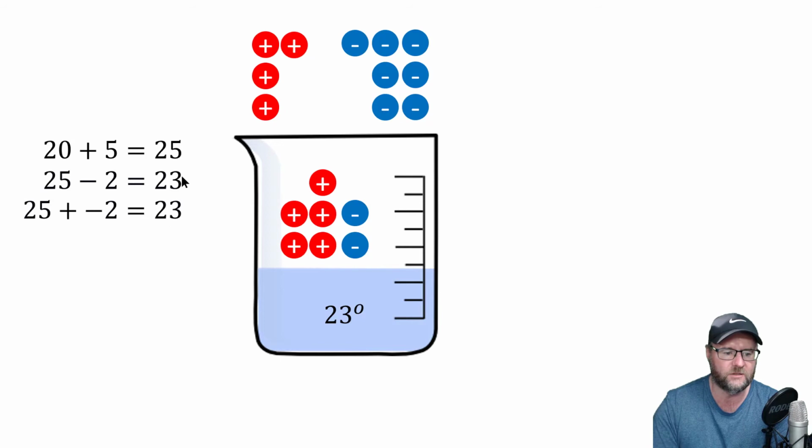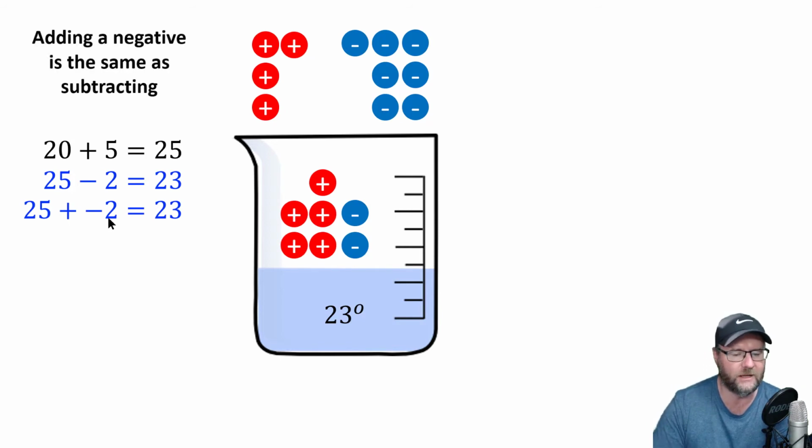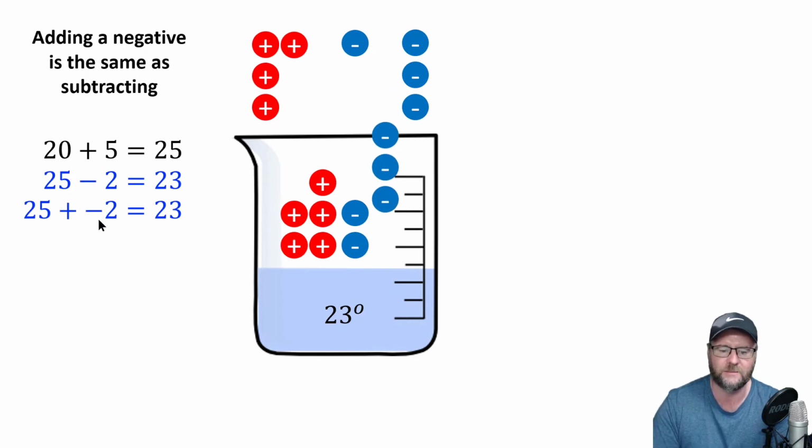Now, have a look at these 2 numbers here. Both of these got me the same result. Subtracting 2 was exactly the same as adding negative 2. And that's my first big learning out of this: adding a negative is the same as subtracting. So if you see a plus and a minus sign next to each other, it's the same as if there was just a negative sign, where adding a negative is the same as subtracting.